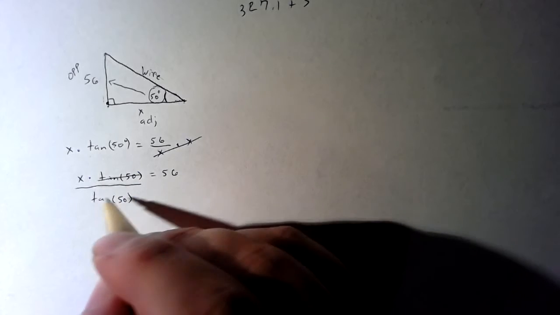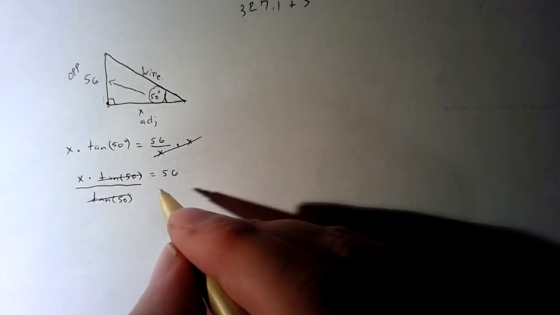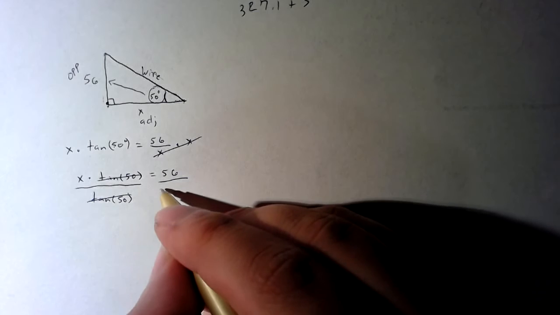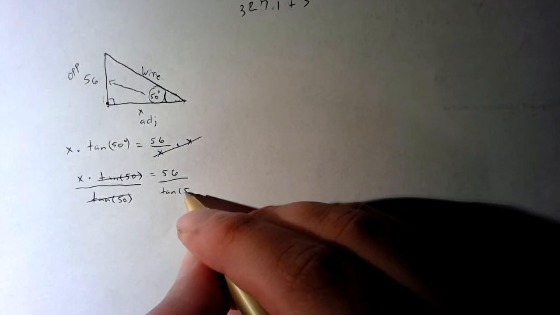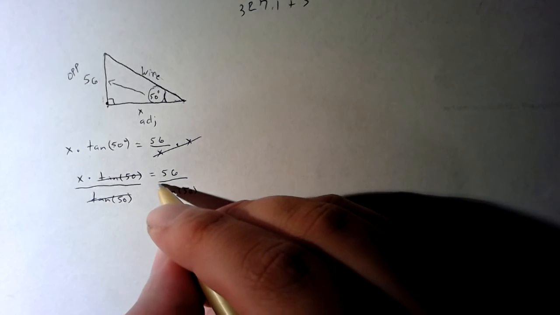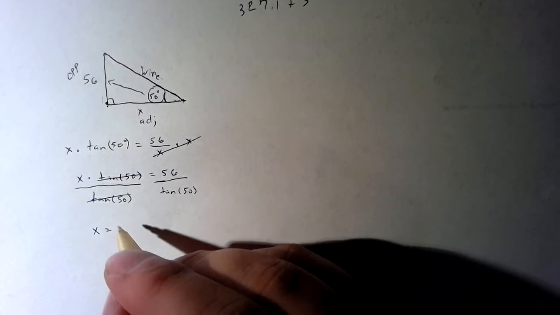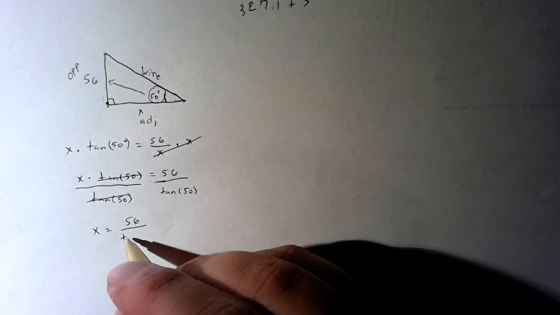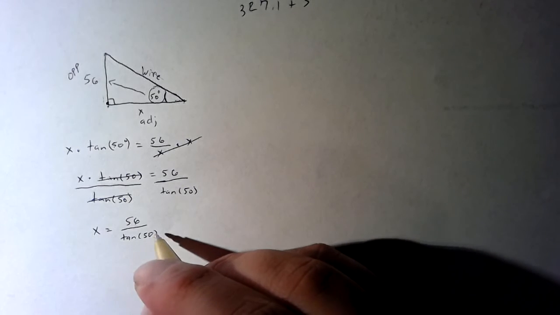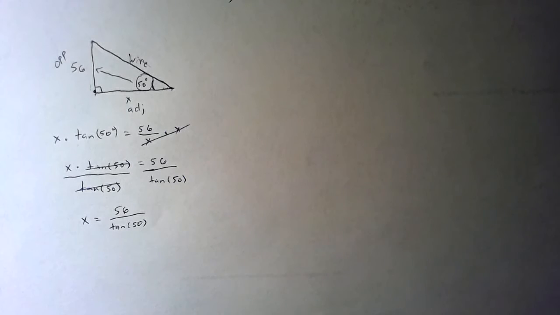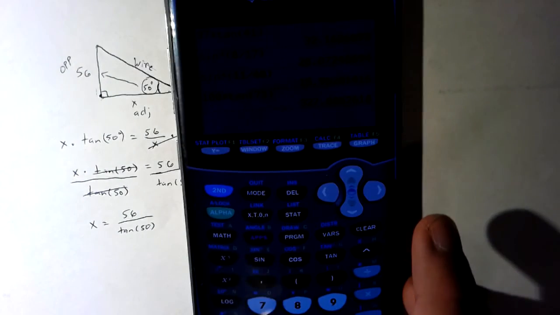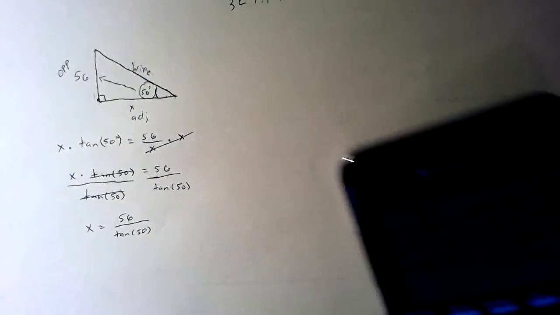Notice this whole thing is going together. We can't separate the tangent and the 50. This is part of the notation, it goes together. Okay, so now I'm going to write this part. This is x equals 56 over tangent of 50. And then we can type that in the calculator. I feel like you can't really see it here. Well, actually, I'll let you do that. You can type that in the calculator.